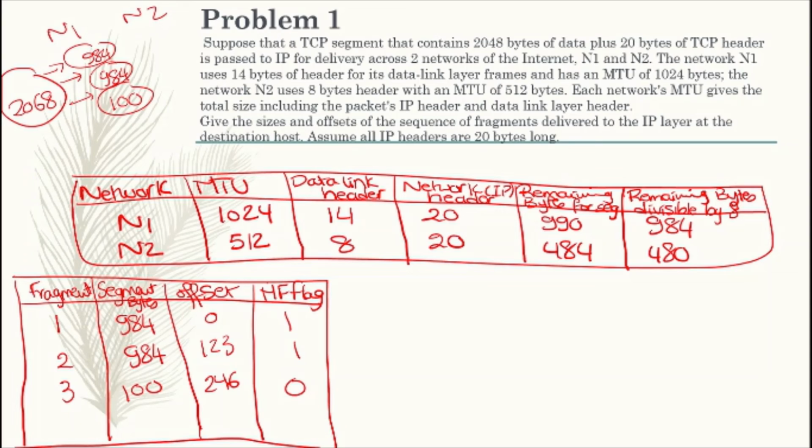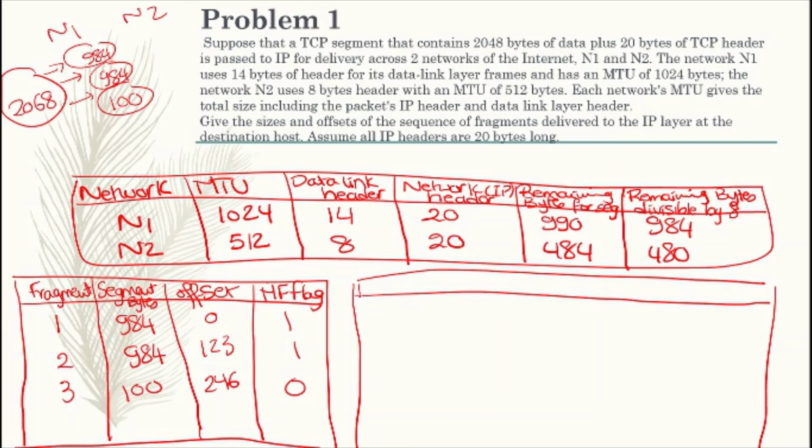So let's start with the first fragment, which is the first fragment N1 fragmented. So here we'll be having a table, the exact same table. We'll be having a fragment number, a further fragmentation, segment bytes, offset, and MF flag.